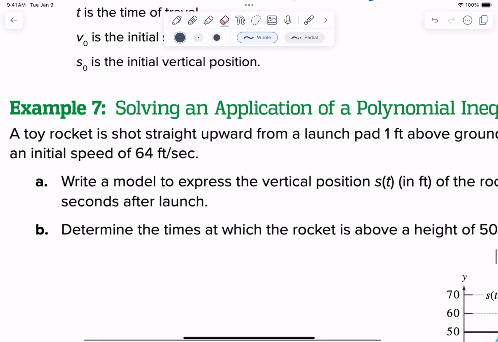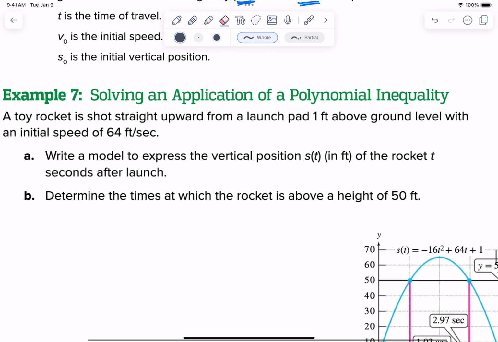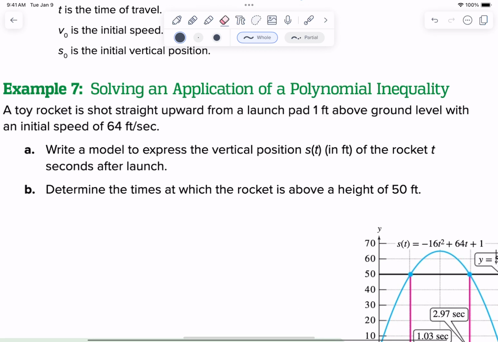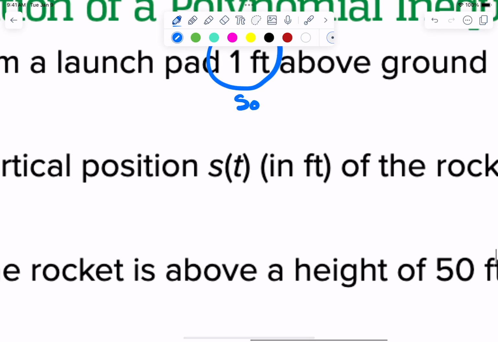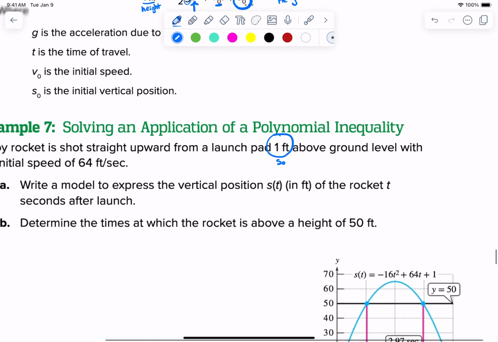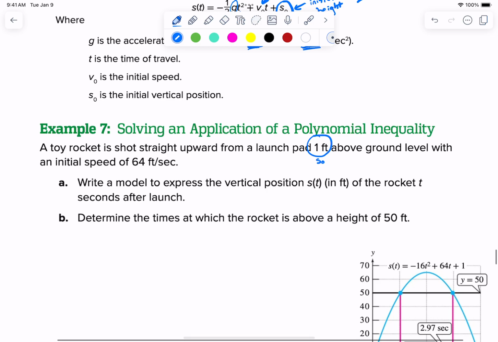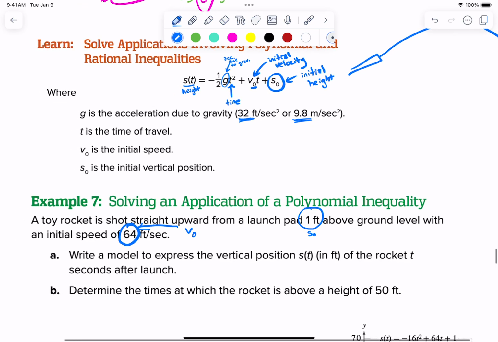Next, let's do this. A toy rocket shot straight upward from a launch pad 1 foot above ground. What's 1 foot above ground? S naught is 1 foot above ground. It has an initial speed of 64. That is V naught. Which one do I want to use, 9.8 or 32? 32. Why? Because the initial speed is already in feet per second. Yeah, 32 is in feet per second. That's what I want. Everything else is in feet, so I'm going to use 32 for G.